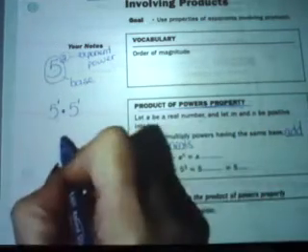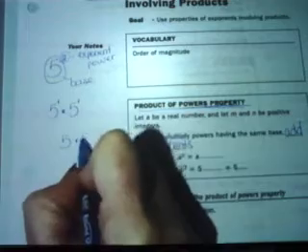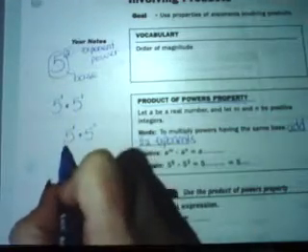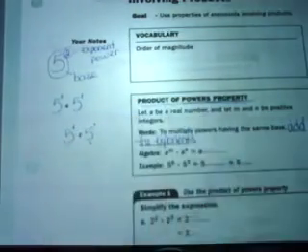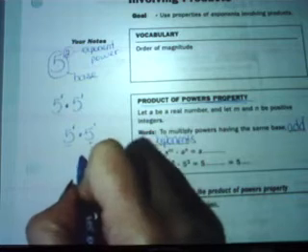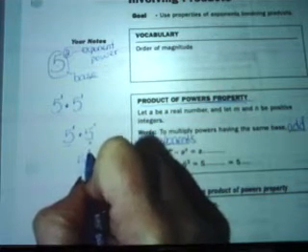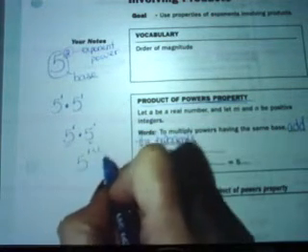So, here we have 5 times 5. I know there's an imaginary exponent of 1. I can see that I'm multiplying. I'm multiplying like bases, therefore I'm going to add the exponents. So that's going to become 5 to the 1 plus 1, which gives me 5 squared.